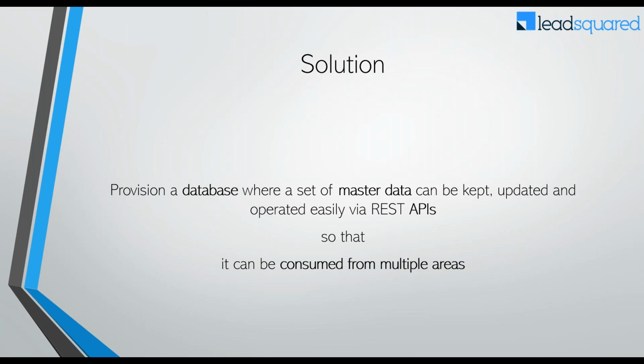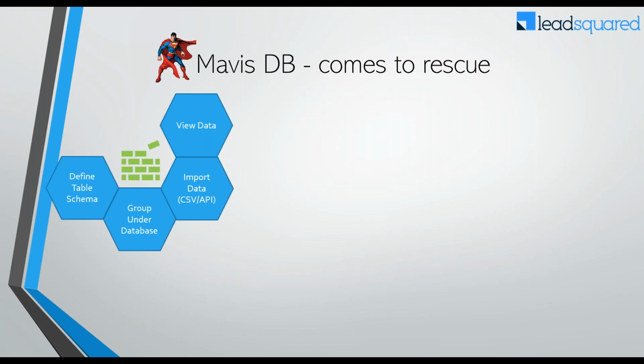Sorry about the pause. So that is where Mavis DB comes to the rescue. It allows you to define a table schema of your choice. So we have this whole lot of data types available, such as strings, integers, even coordinates, right? You can choose from various types of data types for your table, and you can group them under various databases in case you want to categorize your Excel sheet, or maybe your different verticals or things like that.